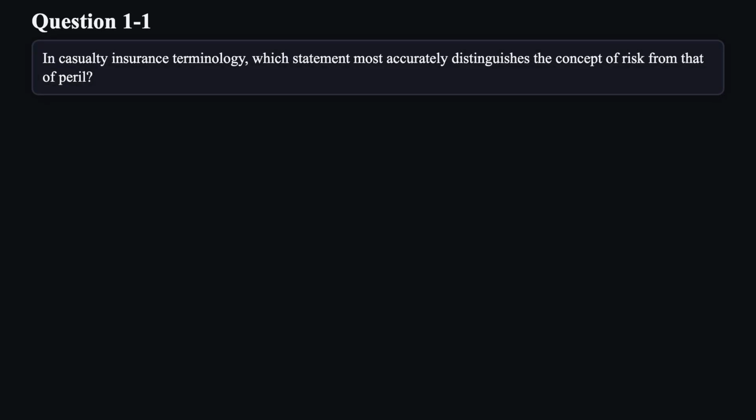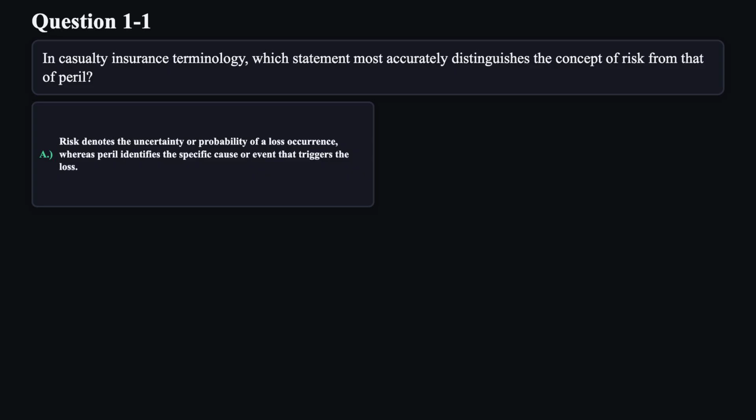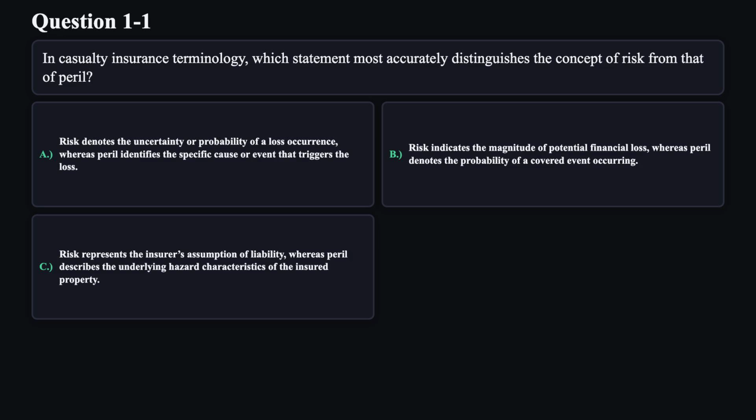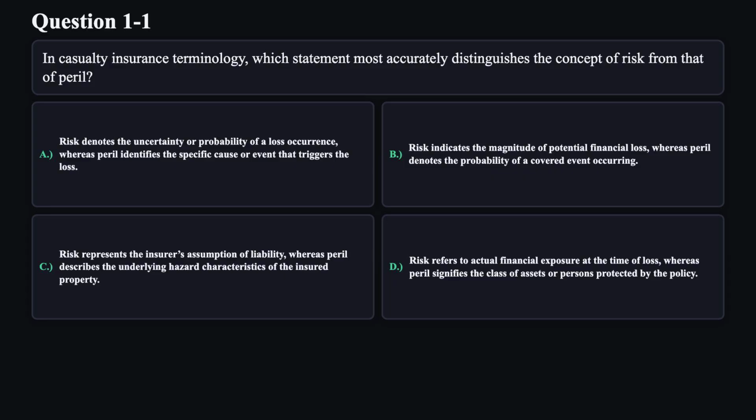In casualty insurance terminology, which statement most accurately distinguishes the concept of risk from that of peril? A. Risk denotes the uncertainty or probability of a loss occurrence, whereas peril identifies the specific cause or event that triggers the loss. B. Risk indicates the magnitude of potential financial loss, whereas peril denotes the probability of a covered event occurring. C. Risk represents the insurer's assumption of liability, whereas peril describes the underlying hazard characteristics of the insured property. D. Risk refers to actual financial exposure at the time of loss, whereas peril signifies the class of assets or persons protected by the policy.